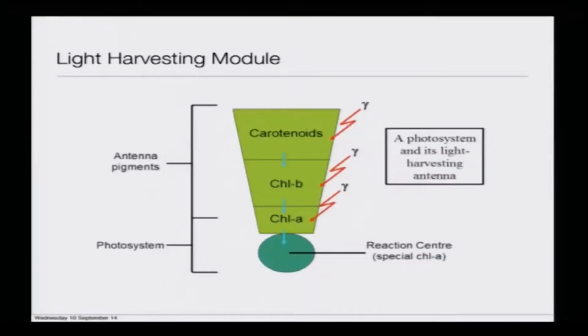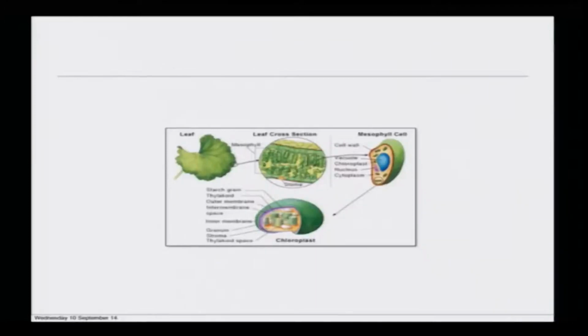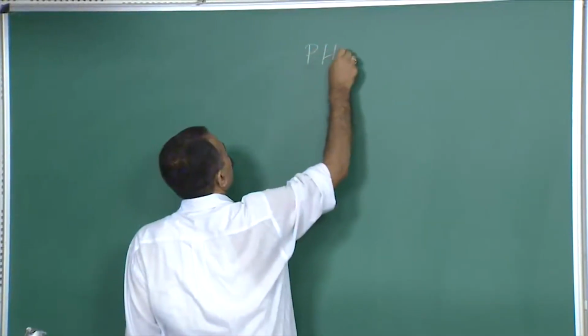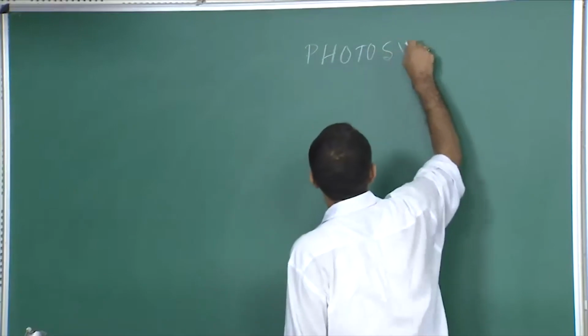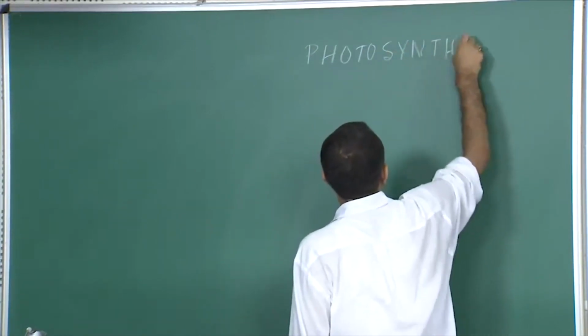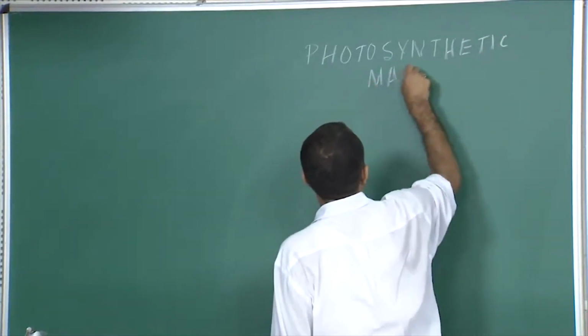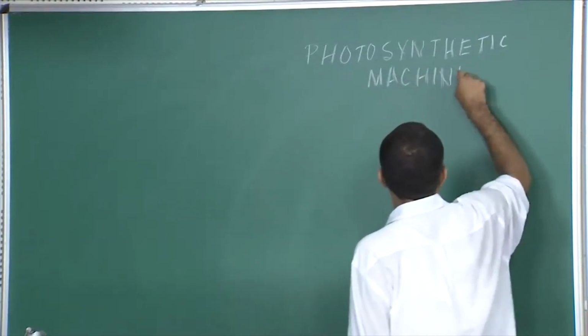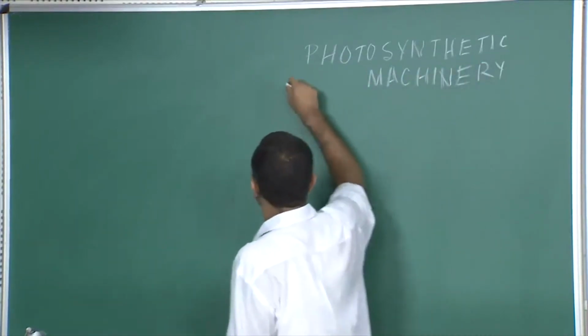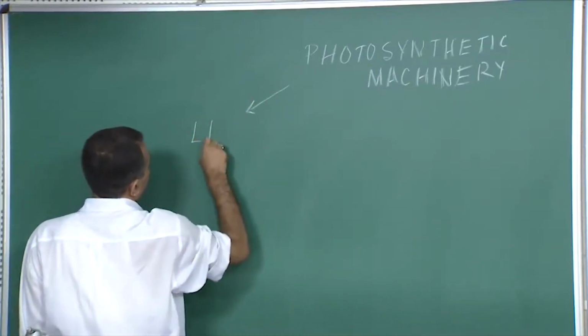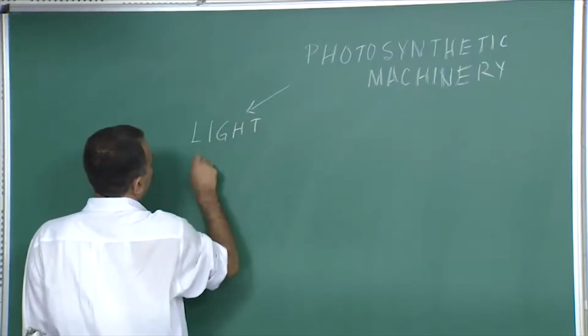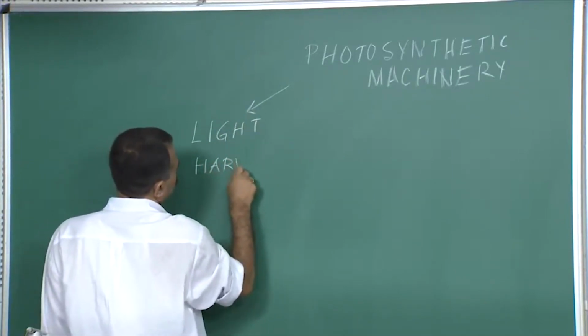Now, coming to the light. You have to realize that this structure is equipped with three interesting features in its photosynthetic machinery. The first is the light harvesting component. That is what we are going to discuss in the next slide.